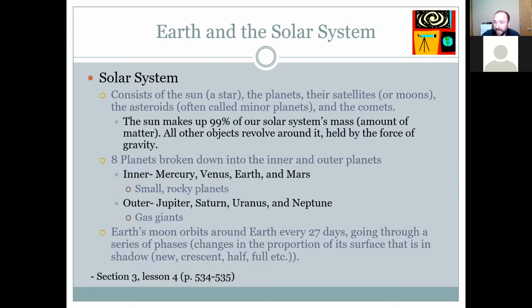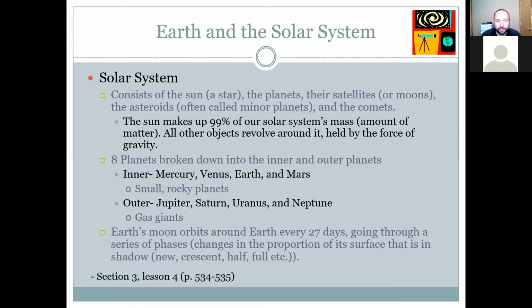So the solar system, again, consists of the sun and everything that orbits around. That includes the planets, their satellites, which is another name for moons, the asteroids, and comets. So we're going to talk about those different components today, and then we're going to do some practice questions and then call it a day.